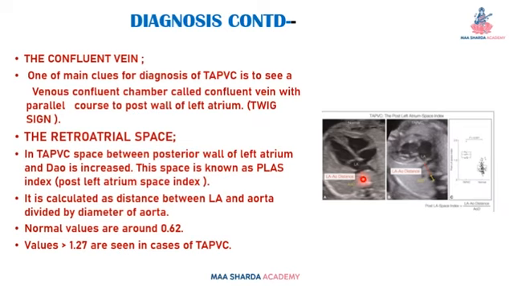In TAPVC, the space between the posterior wall of the left atrium and the descending aorta is increased. This space is known as the post-left atrium space index. It is calculated as the distance between the left atrium and aorta divided by the diameter of the aorta. Normal values are around 0.62. Values more than 1.27 are seen in cases of TAPVC.